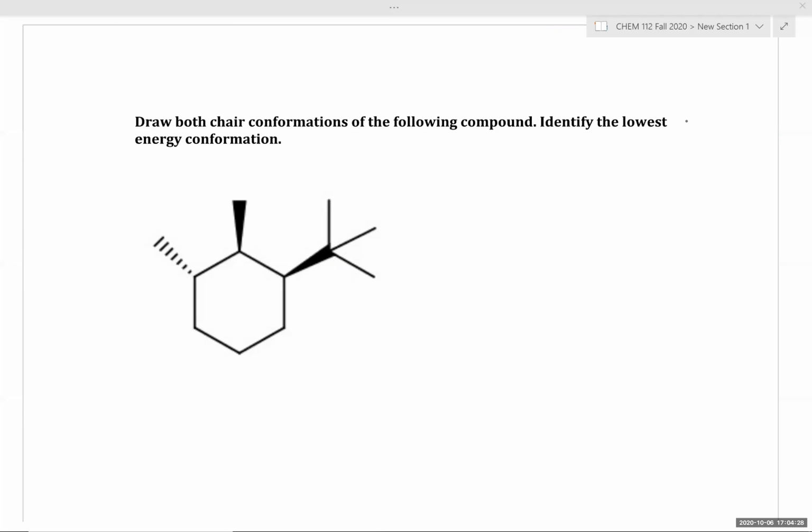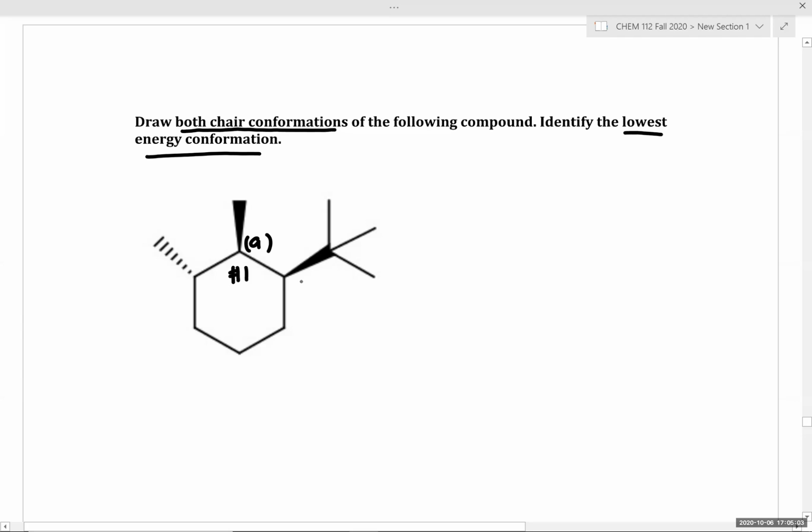So when we last left off, we discussed drawing chair conformations for cyclohexane systems and identifying the lowest and highest energy conformation. So in this case, we're asked to draw both chair conformations for the following compound, and our goal is to identify the lowest energy conformation. Okay, so to start off, we're going to find a wedge substituent, and I'm going to arbitrarily label this at carbon 1.